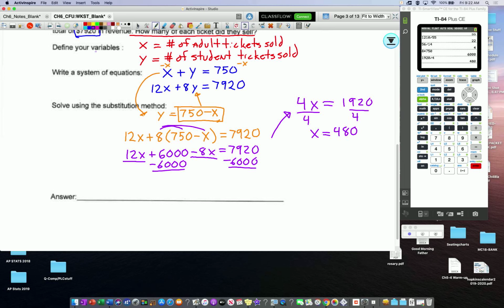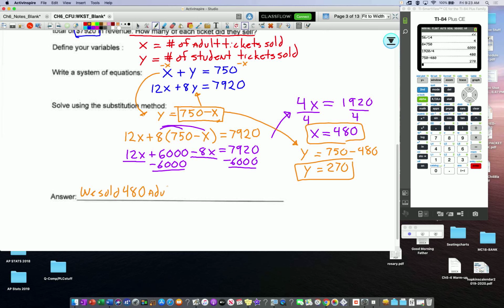So now, to get y, y would equal 750 minus 480. So I'm just going back to right here. I'm just plugging it in. So y equals 750 minus 480, 270. So there's my answers, I can now answer the question. We sold 480 adult and 270 student tickets.